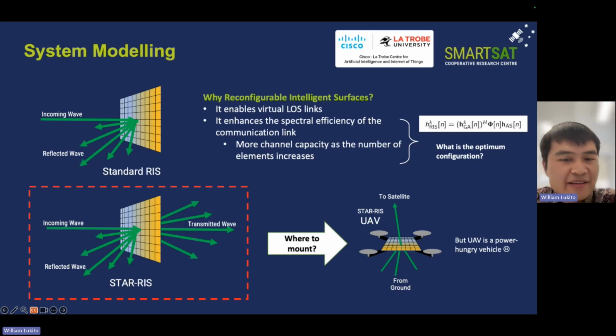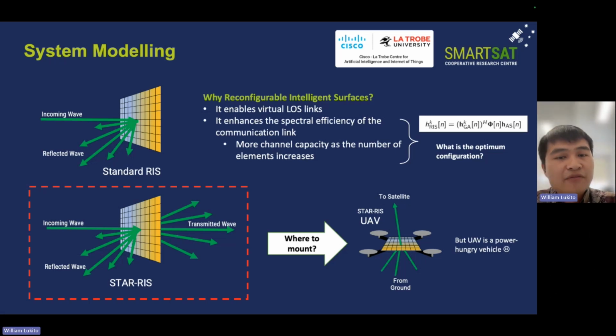Regarding the relay technologies, recently there is a cutting-edge technology termed reconfigurable intelligent surface, or RIS for short. Basically, RIS is capable of actively modifying the wireless communication environment by reflecting signals and steering them towards a specific direction. As for the satellite communication case, I think STAR-RIS, or simultaneously transmitting and reflecting RIS, is more applicable because it has a transmission mode, so that the signal can penetrate through the surface from the ground to the space or from the space to the ground.